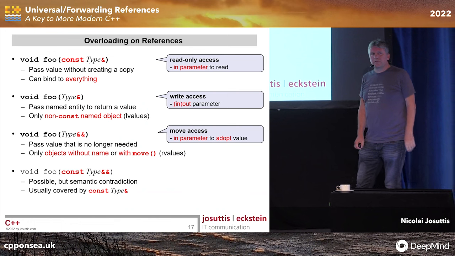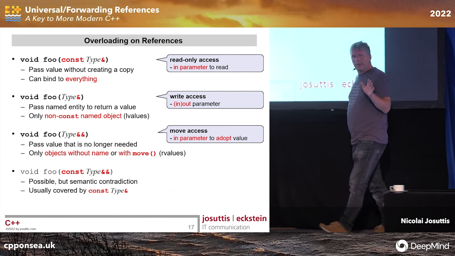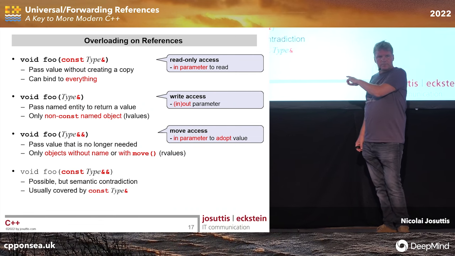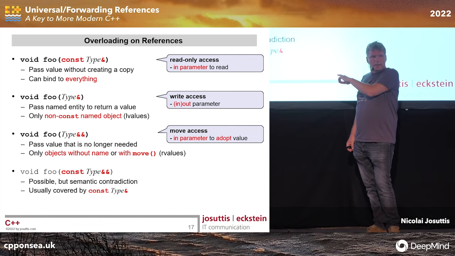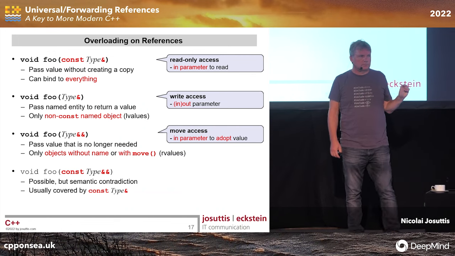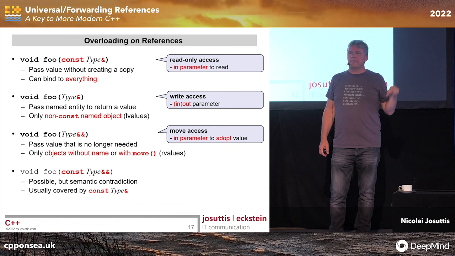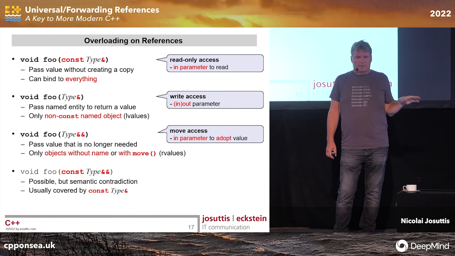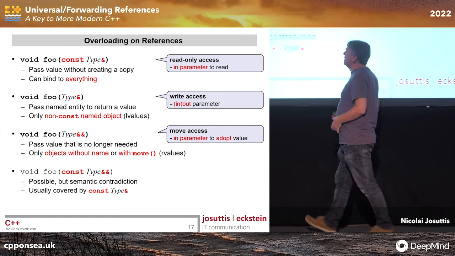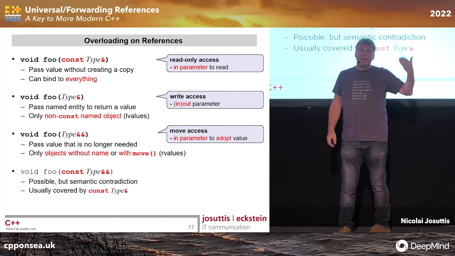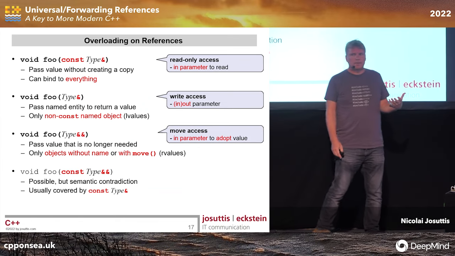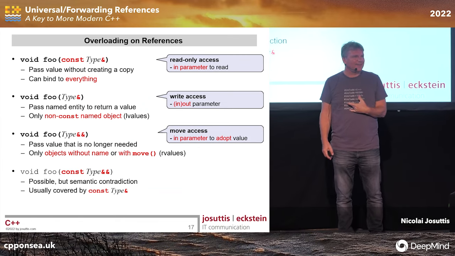And then there's an interesting feature. I don't know if you are aware of that. We also have const R value references. That is funny. That is technically allowed, but it makes semantically no sense. Because remember what we have here. We have a contradiction. We say, as a caller, I no longer need the value, but you are not allowed to modify my value.